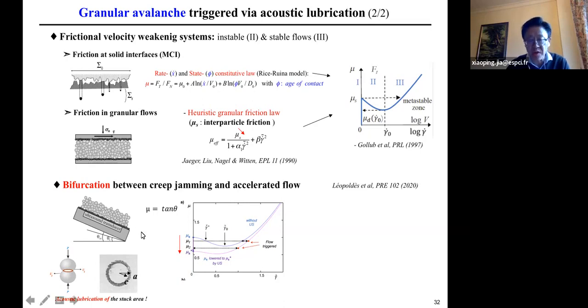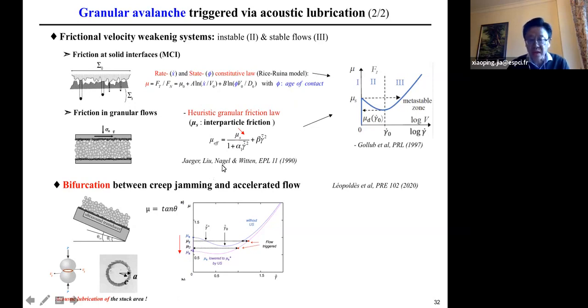Instead, as I mentioned, the ultrasound can lubricate the particle contact. So in that case, we can reduce the interparticle friction. We have worked with this very simple friction model, which is very similar in terms of the result to the return state. But the advantage of this model is that we have the explicit participation of the interparticle friction. That's why we have utilized this model to explain our experiments.